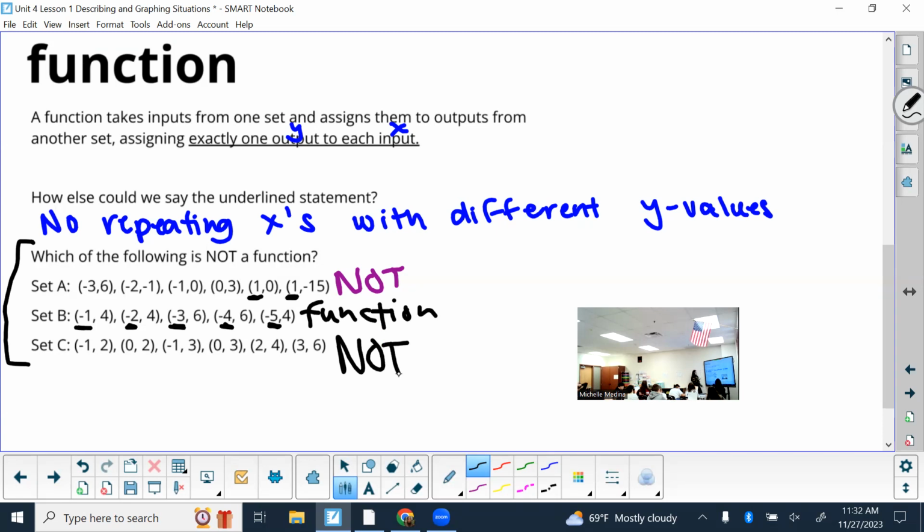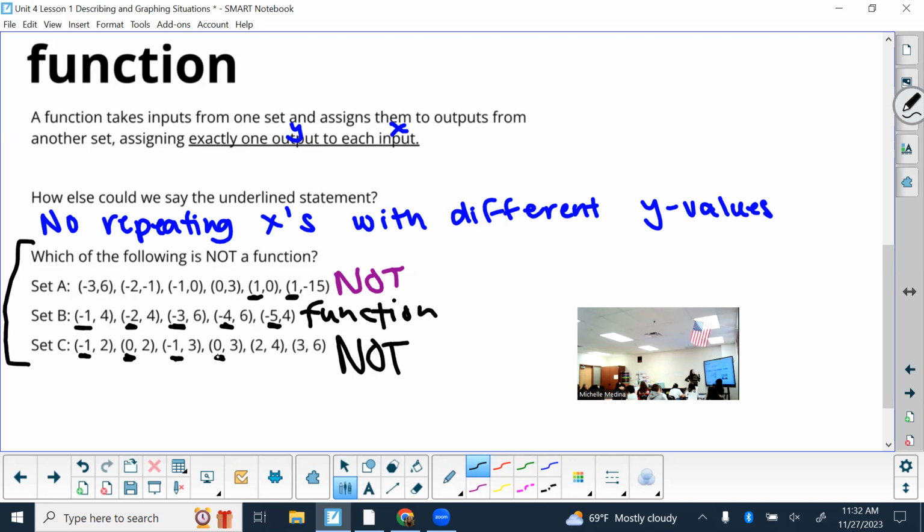Okay, which X repeats? Good. Well, these have different Y values, and then the zeros repeat too with different Y values, but it just has to be wrong once for it to not be a function. So even if that was the same Y value, it's different here. That makes sense. All right, so easy. We'll do lots of that the rest of the unit.